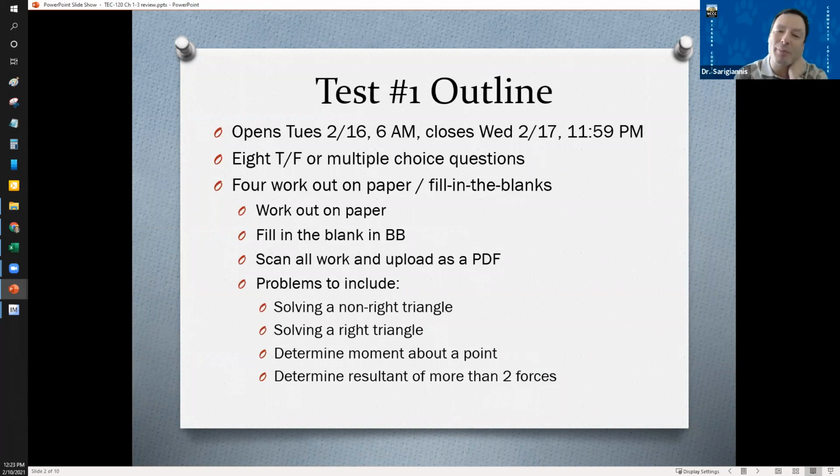For working out the problems on paper, I'm telling you what you're going to need to know how to do, right? Solving triangles, determining moments, determining resultants. And in the next couple slides, I'm going to give you some more information, but you should know how to do this stuff, right? That comes from doing the homework and also looking at the in-class problems. Have your homework available, right? This is open book, open notes. So whatever homework you have in front of you that you've turned in, you have that homework already.